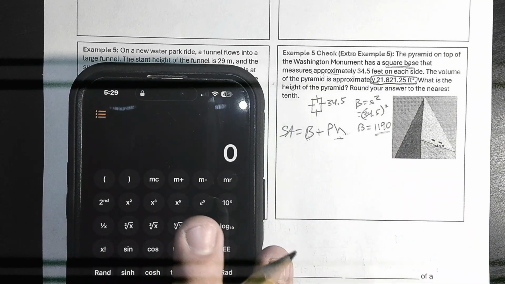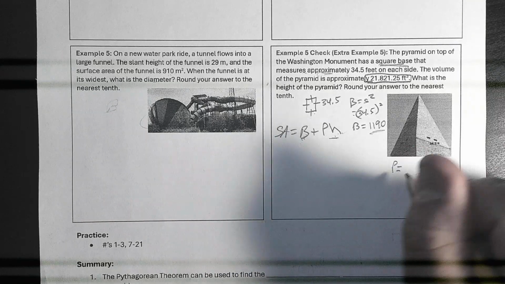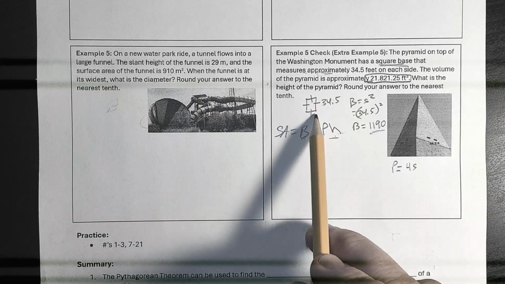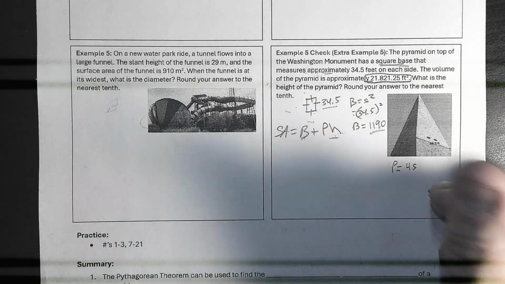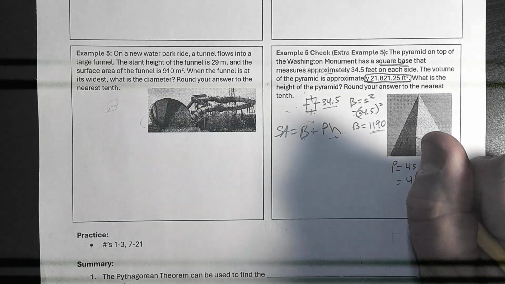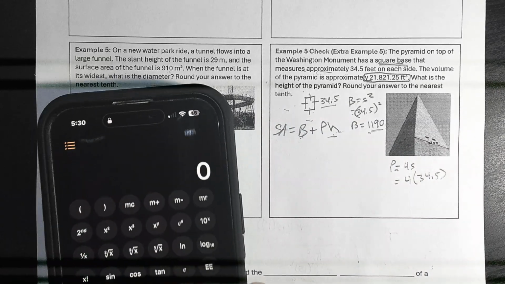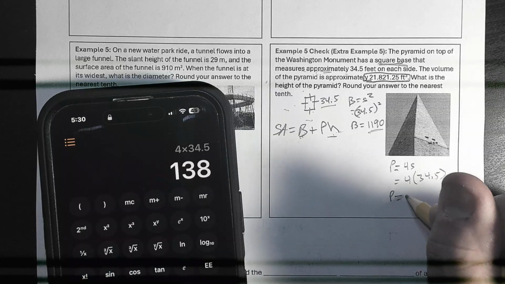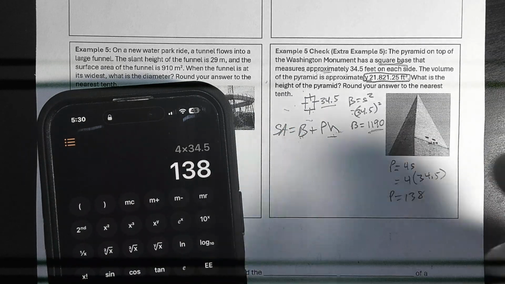All right. Now, perimeter. So perimeter for a square, because everything's the same, is either 4 times the side or just this plus this plus this plus this, 34 and a half plus 34 and a half plus 34 and a half plus 34 and a half. Much easier to multiply. So 4 times 34.5. So that gives the perimeter 138. So you need these numbers because we're going to be looking for H. So we'll go down here.